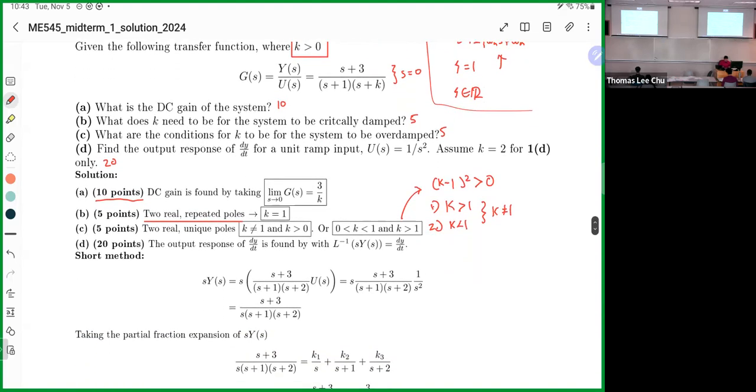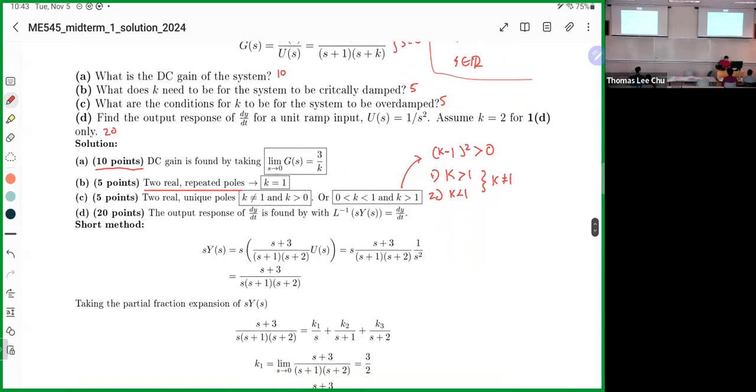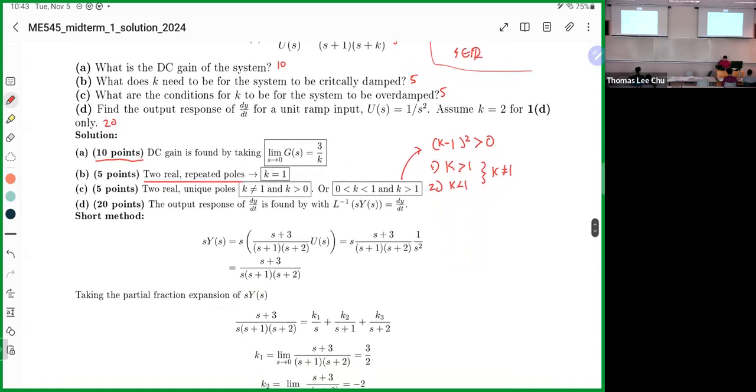Finally, this one, I did this with my first exam ever when I taught this class. So there's two ways of solving this. And this is where I tell you to think about the strategy before you jump into it. I'm asking you to find dy dt. So basically what I'm asking you to do is take the inverse Laplace transform of s times y of s, which gets you dy dt.